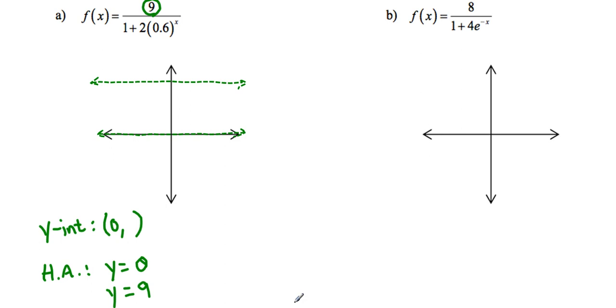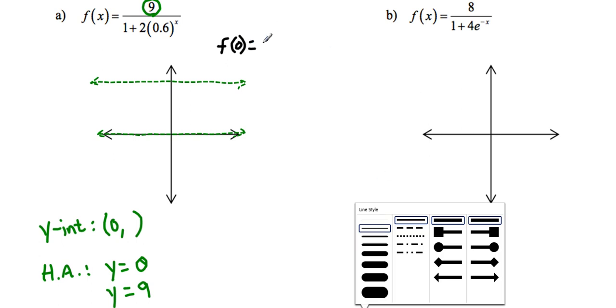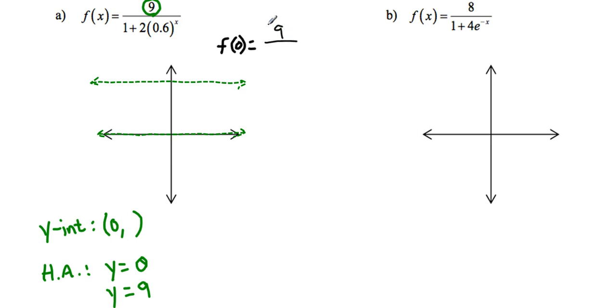And let's find where our y-intercept is. So remember, our y-intercept is where x equals 0. So let's plug in 0. Let's do f of 0. Okay, so we've got 9 over 1 plus 2 times 0.6 to the 0 power. The more of these we do, the more we're going to see that our base raised to the 0 is 1. So we're really just doing 9 over 1 plus 2, which is 9/3, which simplifies to 3. So that is our y-intercept if we wanted to graph it.